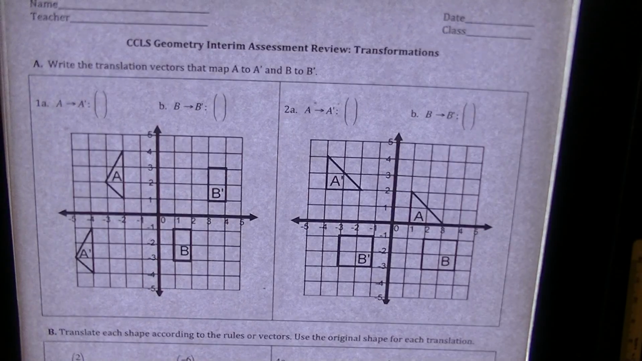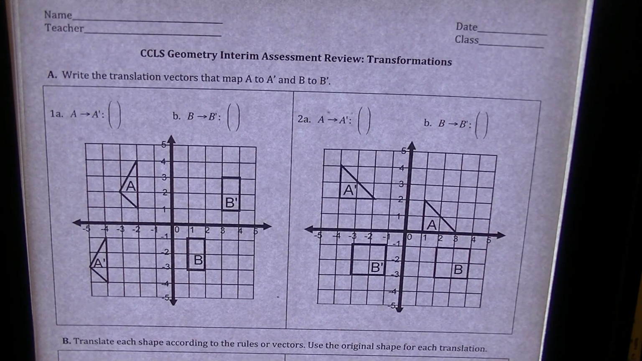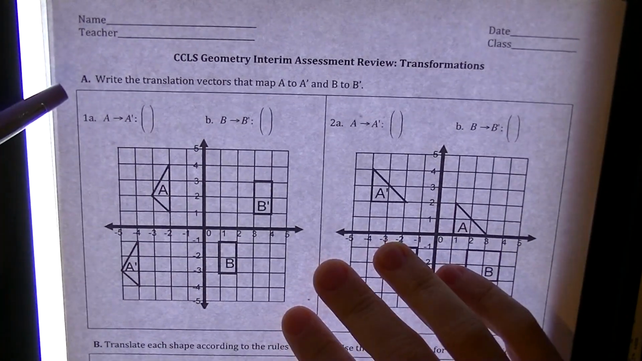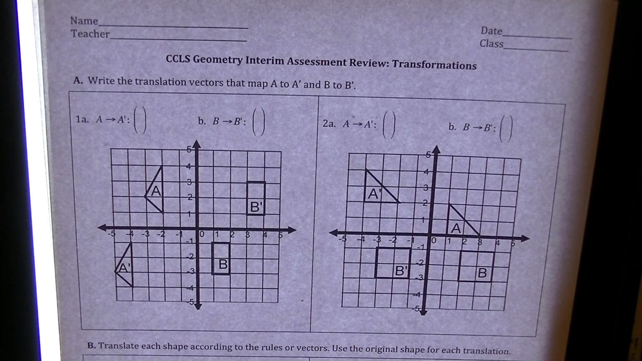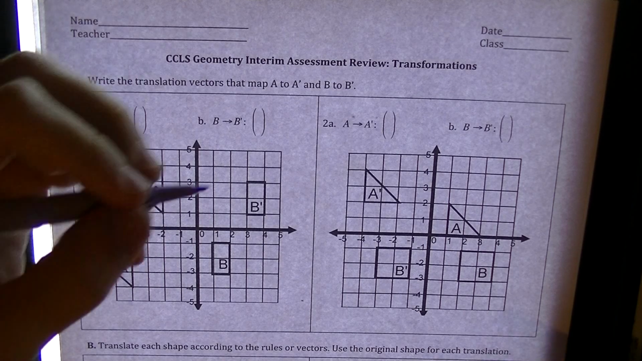In our second day of review, we are going to be looking at transformations. So let's just get started with this right away. What I'm doing for this first set of questions is to write the translation vectors that map A onto A prime and B onto B prime.